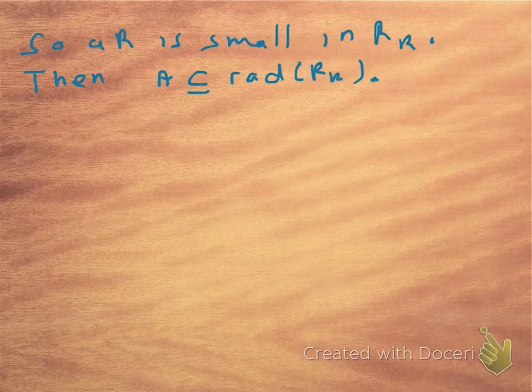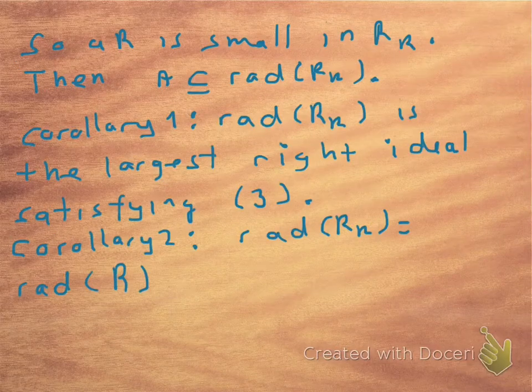Now we have a corollary. A corollary which settles the relationship between the two radicals, Jacobson radicals, namely that of R as a right module and that of R as a left module. It simply says that they are equal. What I said is actually corollary 2, but how I say it is through corollary 1, which says that the radical of the ring R as a right module is the largest right ideal satisfying 3. This one follows from the previous proposition immediately.